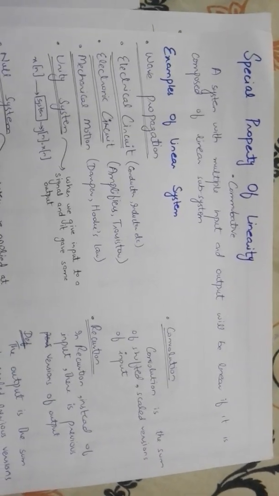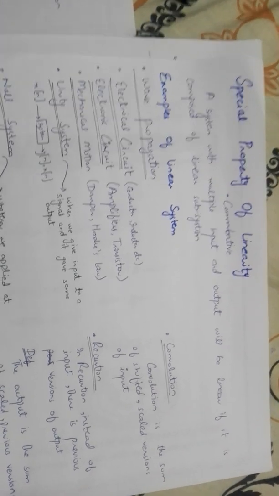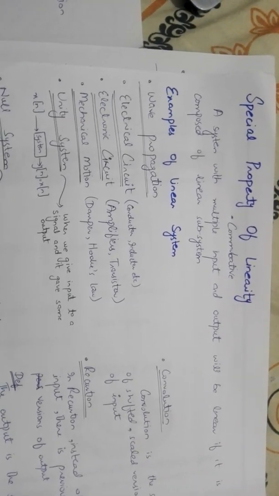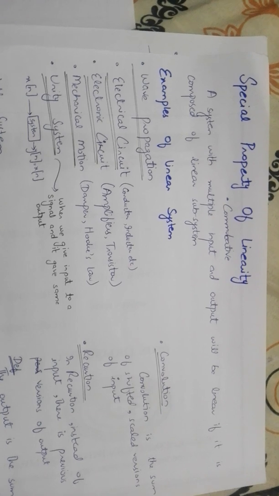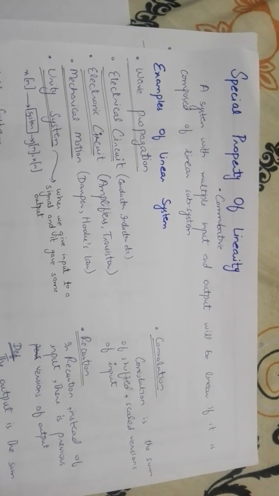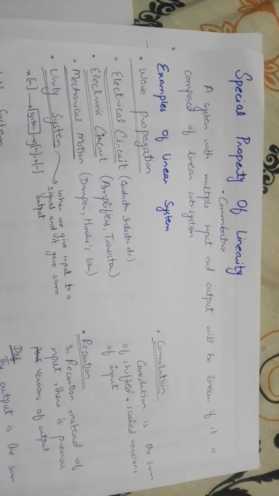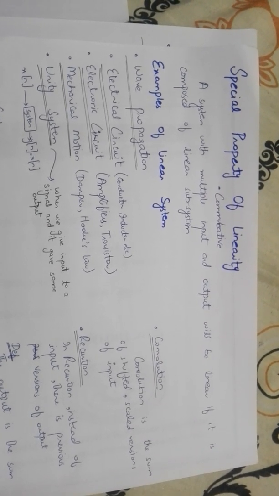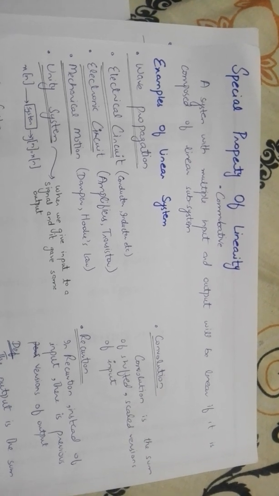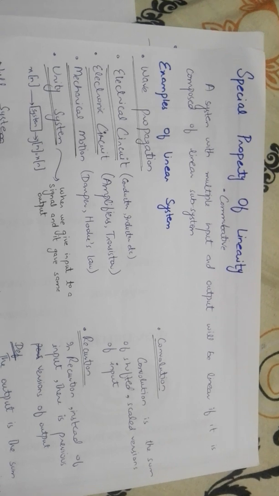A special property of linearity is the commutative property. If you have many inputs and outputs, then the output will be linear if it is composed of linear subsystems. Meaning if there are many systems and all are linear, then their combination is also a linear system.